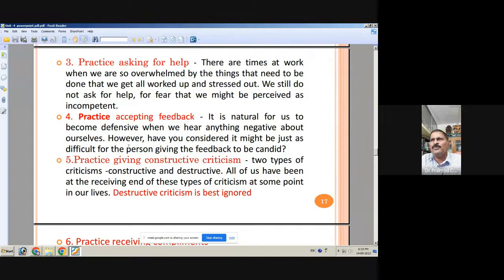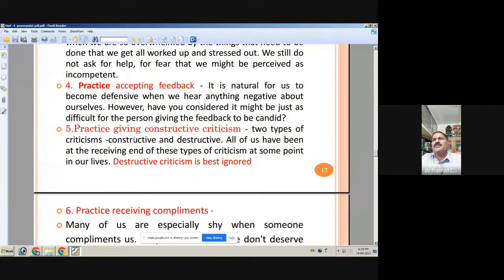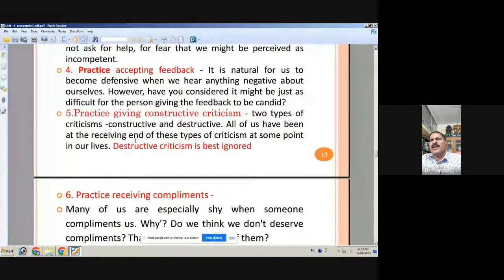So no fear should be there, and we must have the confidence to finish the work, because sometimes we are incompetent, but we are not in a mood to express our incompetency to others. And another process is practice accepting feedback.